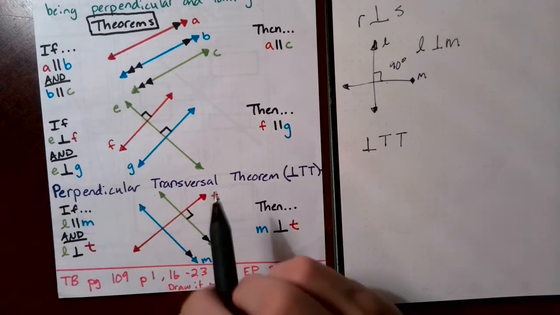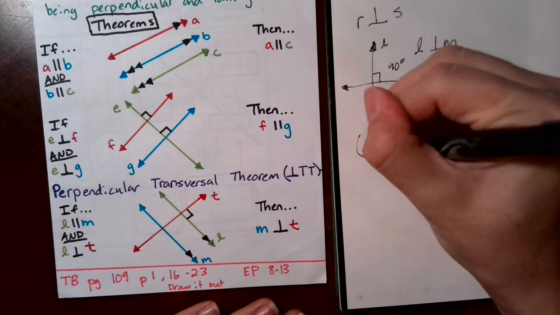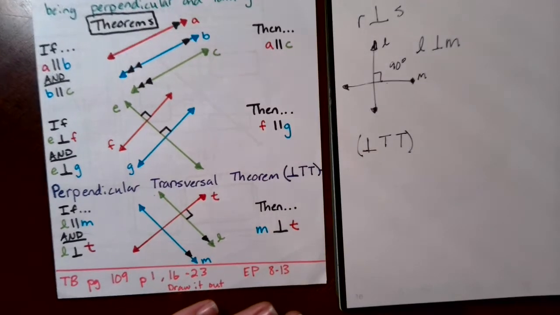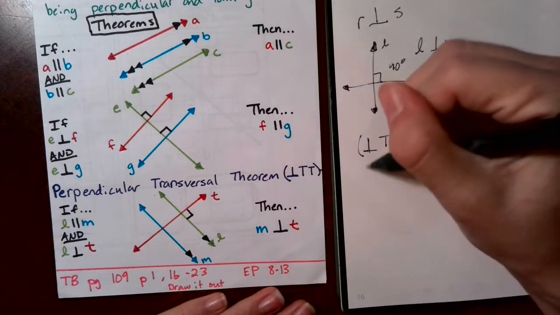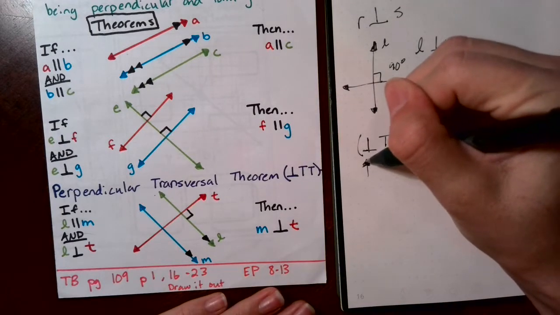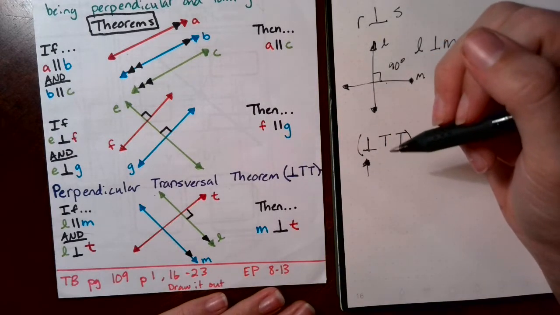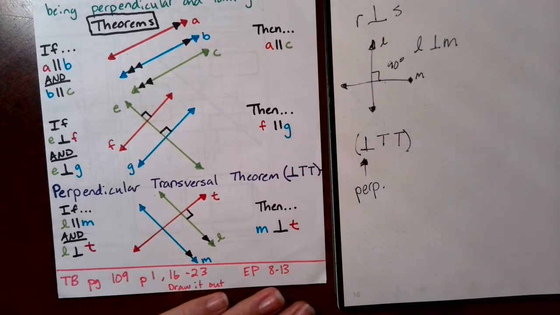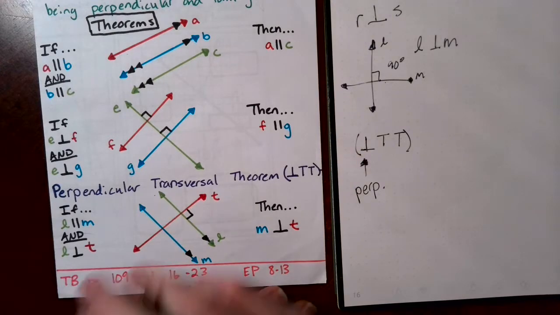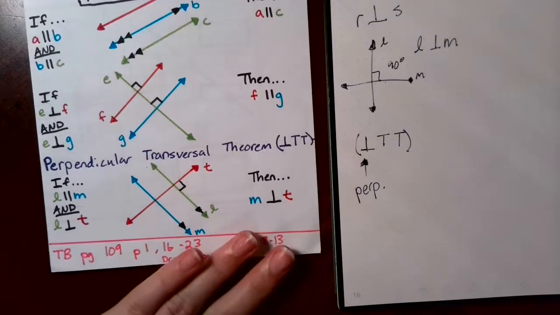And if you don't want to write out perpendicular transversal theorem, this is our abbreviation for it. And I still will know what you're talking about. That might be a little difficult to write on the computer if you're writing it. So maybe just say perp for perpendicular if you want to abbreviate it further. Perpendicular transversal theorem. Or just spell it out as we have here.